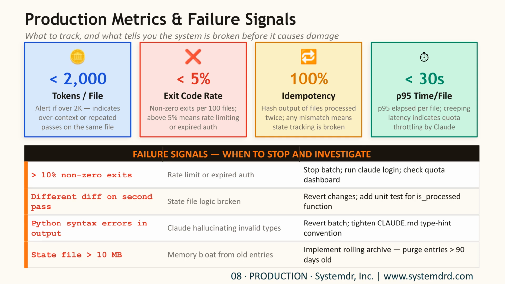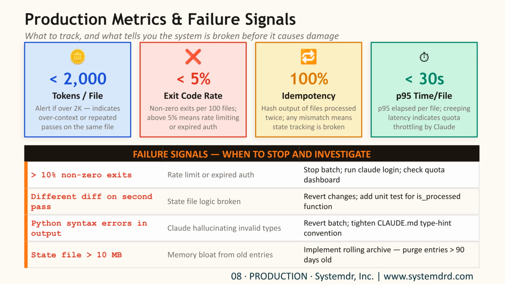Tokens per file should stay below 2,000. If you are seeing 5,000 or 10,000 tokens per file, it usually means you are loading CLAUDE.md into every single file call without batching. Or your CLAUDE.md has grown bloated with verbose instructions that are being included in the system prompt on every invocation. Exit code rate should be under 5%.